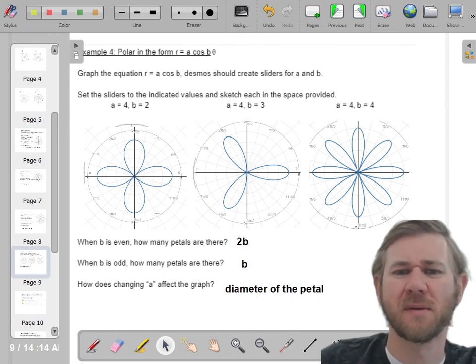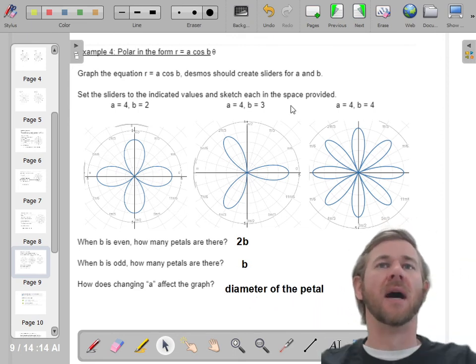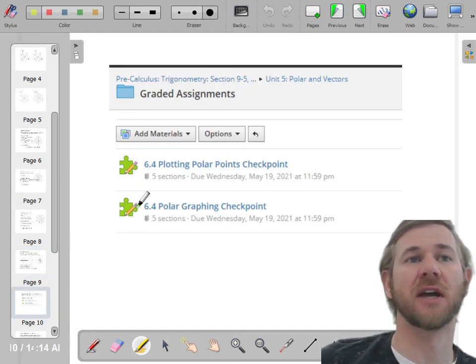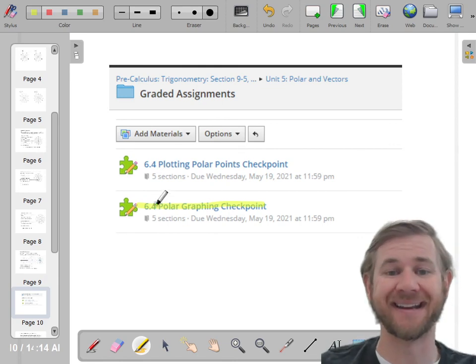How do you spell petal? I think so. All right. What else you got? Oh, that's it. You got a checkpoint to do. So you have a polar graphing checkpoint. You already did the plotting polar points, so now you just got polar graphing.